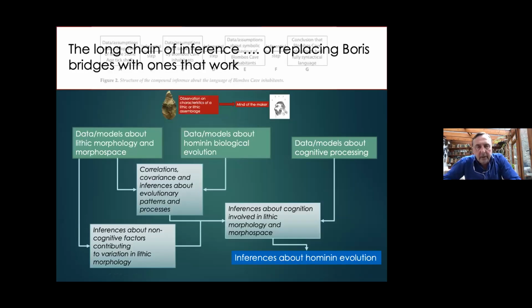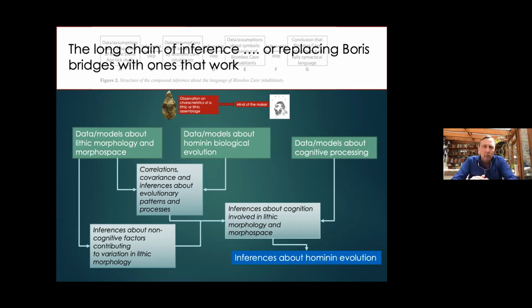So just to finally sum up, everything we do in this business is about long chains of inference, and we need to make sure that they're strong. And so, as I was saying, replacing the rickety bridges that we've had to work with by ones that actually work. And a lot of that is improving the quality of the data. And that's the sort of thing that Paleoanalytics is trying to do. But in the end, we have to recognize that we will have data and models that will come from lithics, they'll come from evolution more generally, and they'll come from cognition, the cognitive sciences and cognitive processing.